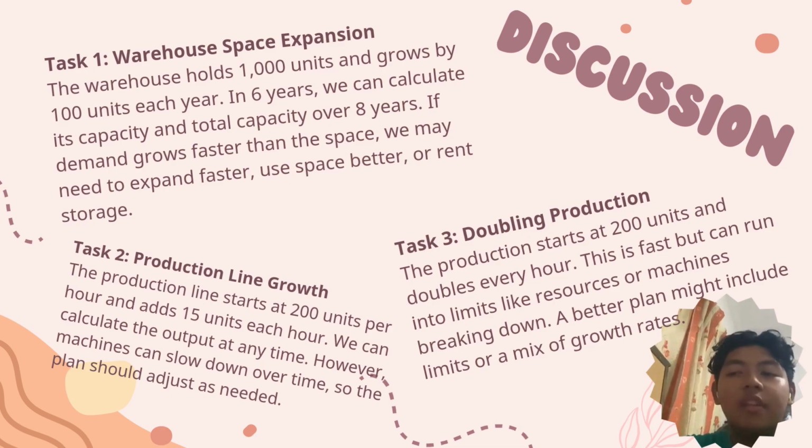However, machines can slow down over time, so the plant should adjust as needed. Task 3, doubling production. The production starts at 200 units and doubles every hour. This is fast but can run into limits like resources or machines breaking down. A better plan might include limits or a mix of growth rates.